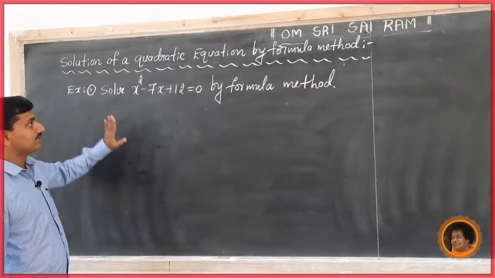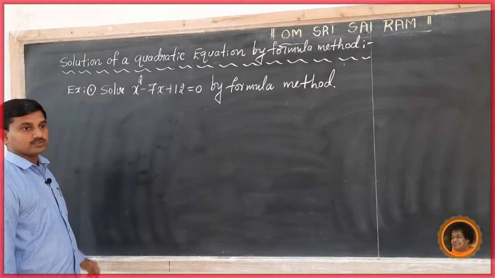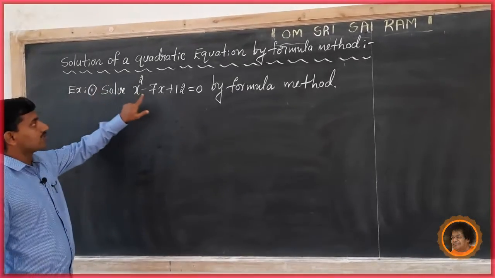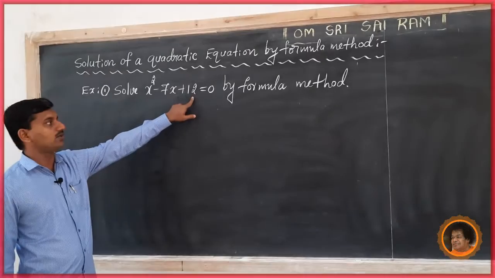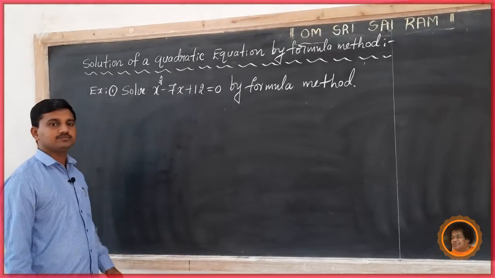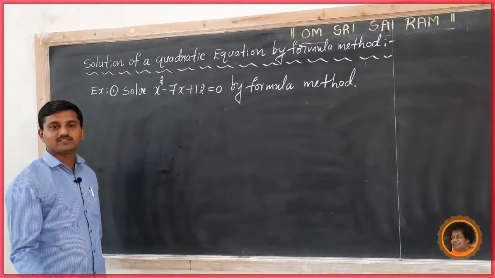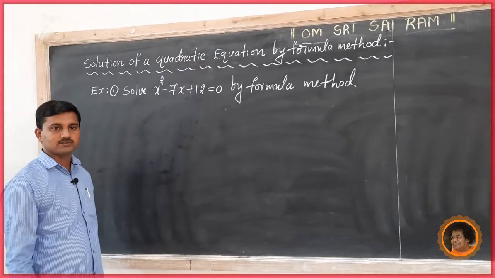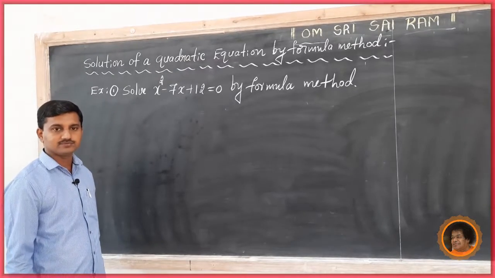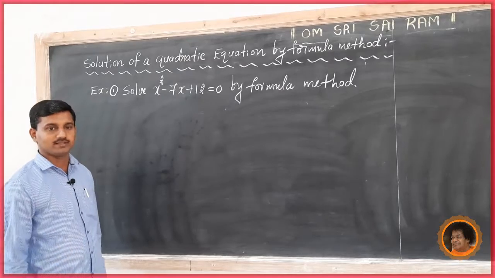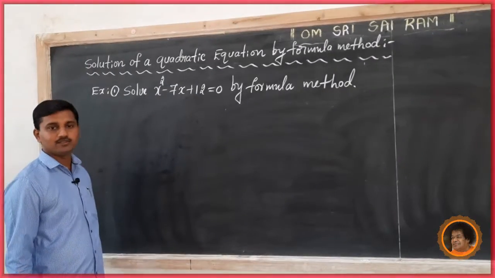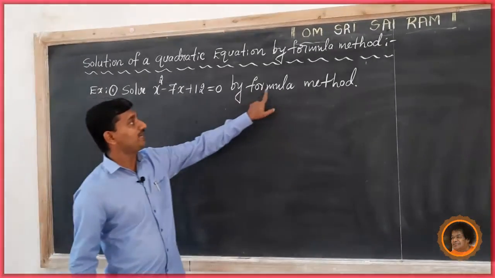Now look at the examples related to the formula method. Example 1: solve x square minus 7x plus 12 equal to 0 by formula method. There are several methods to solve the quadratic equation. First one is the factorization method, second one is the completing the square method, and third one is the formula method. So here the method is the formula method.